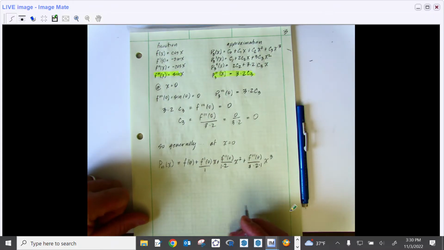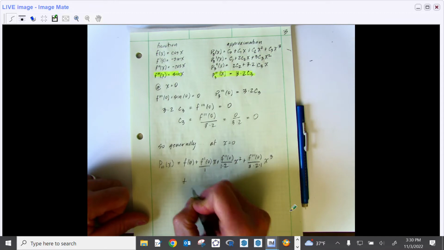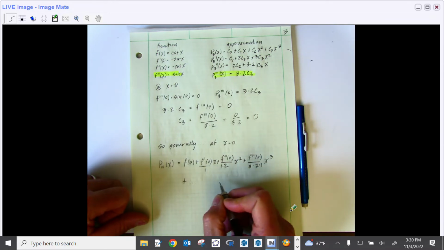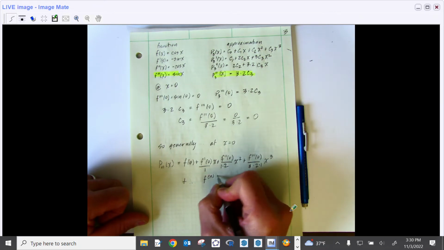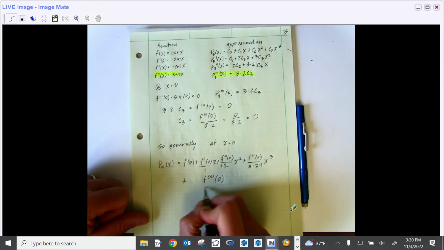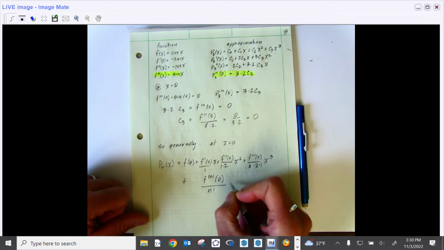So in general, and I'll put a dot, dot, dot, what we get is f to the n, the nth derivative evaluated at 0, all over n factorial times x to the n.